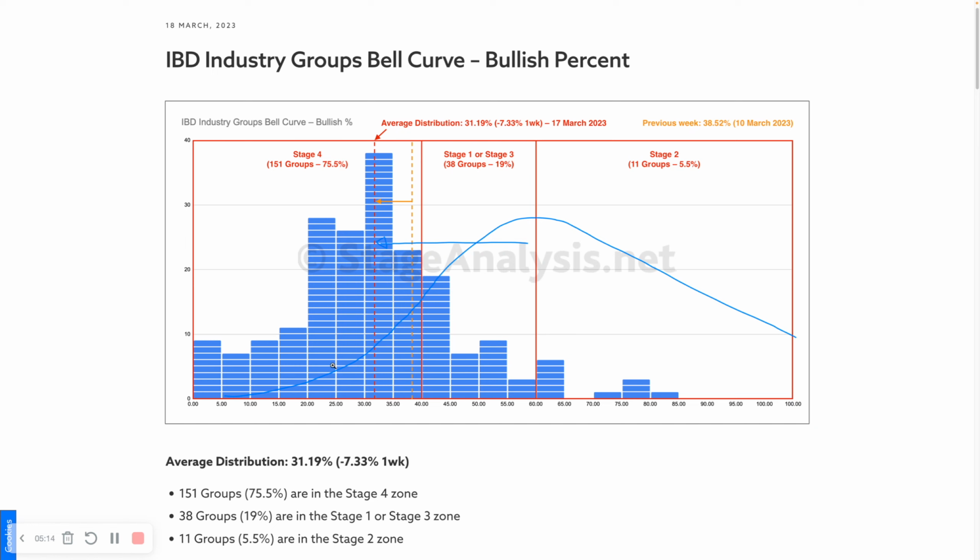So definitely overall stage at the moment is sitting in the stage 4 zone, even though technically the indexes are still sitting in the middle of the stage 1 zone. So under the surface, definitely some weakness going on there.